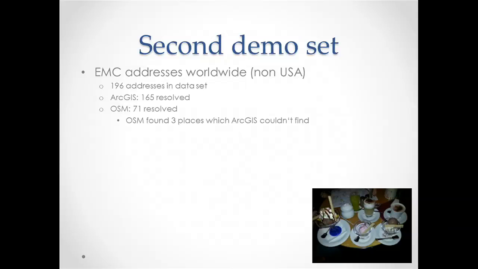Okay, 196 addresses. Using ArcGIS, I was able to resolve 165 out of the box. That's pretty good. Using OpenStreetMap, I was able to resolve 71. It's like a third. And OpenStreetMap could find three places which ArcGIS could not resolve. Well, it's not really helpful because I'm missing more than 120.